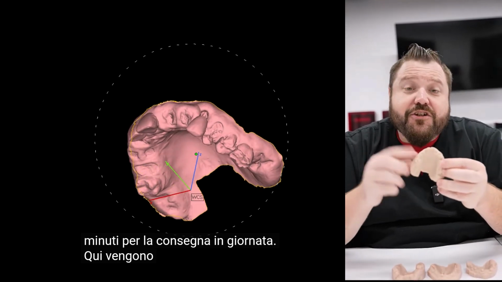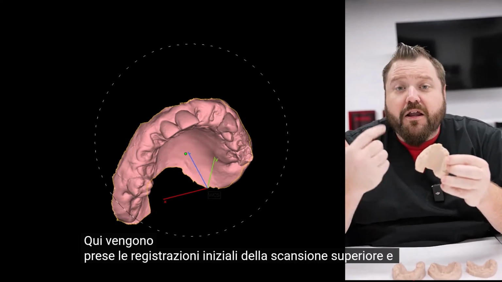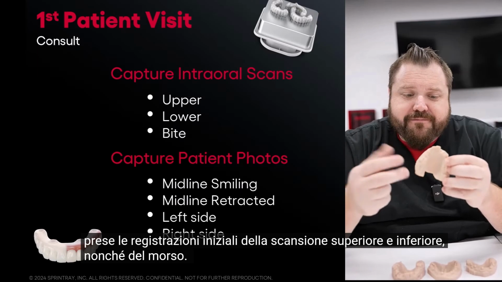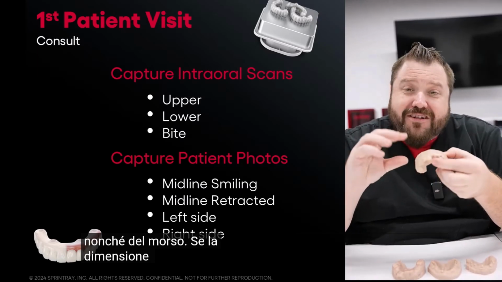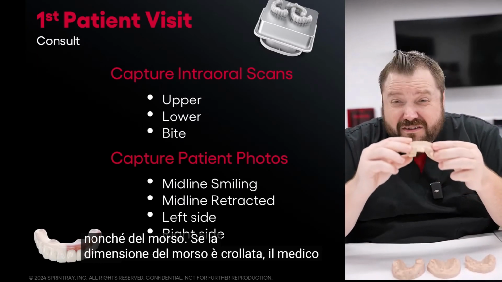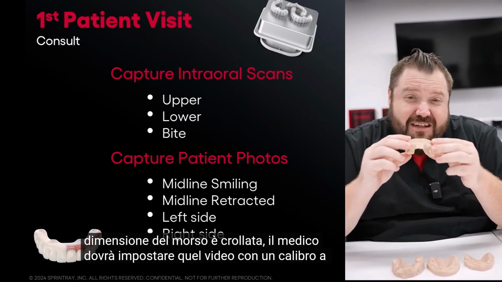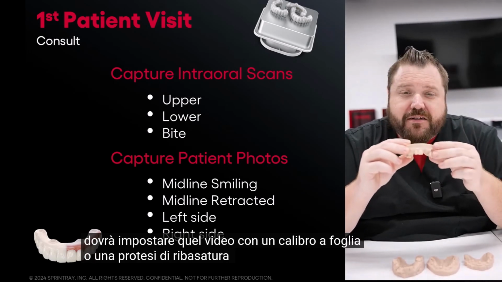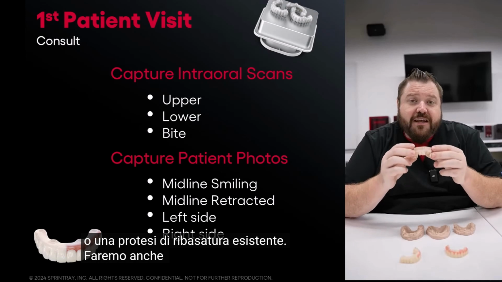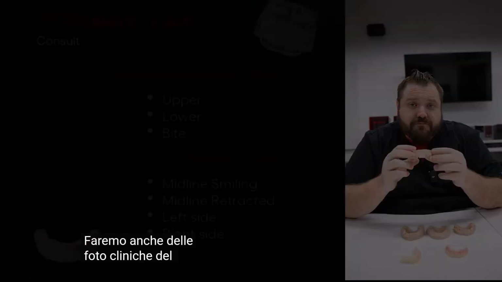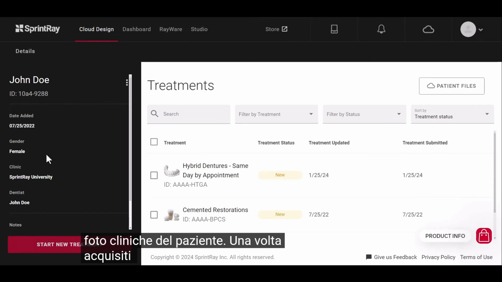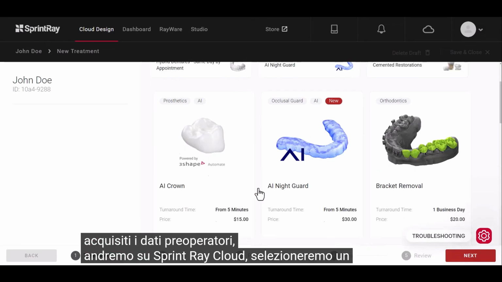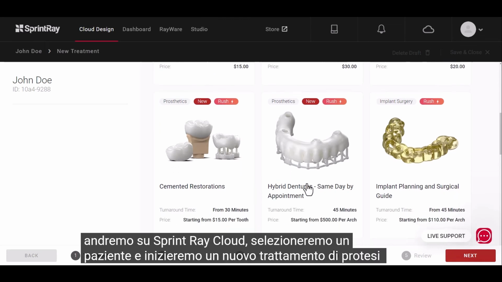This is where the initial records are taken of the upper and lower scan as well as the bite. If that bite dimension has collapsed, the doctor will need to set that VDO with a leaf gauge or an existing relined denture. We're also going to be taking clinical photos of the patient. Once we have acquired that pre-op data, we will then go to SprintRay Cloud Design, select a patient, then start a new hybrid denture treatment.